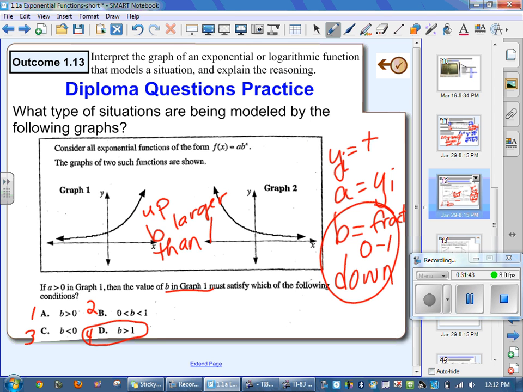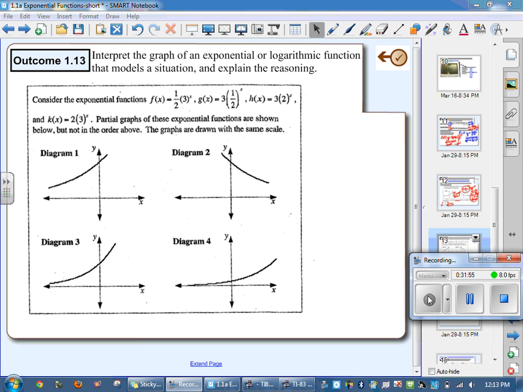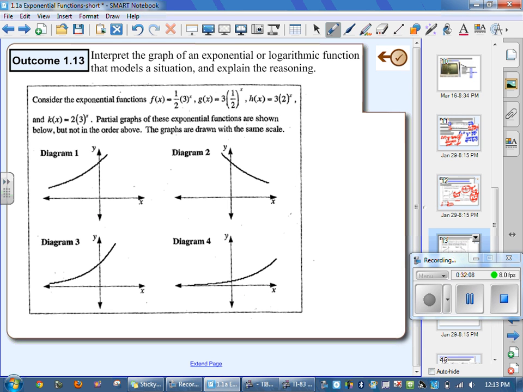Now our next question is a diploma question again, and it's matching equations to their graphs. Again, we can match them according to the y-intercepts. So we look at our y-intercepts. First, this guy has a 0.5 y-intercept. This one has a 3, this one has a 3, and this guy has a 2. So the highest y-intercepts are 3s. So the highest y-intercepts are diagram 1 and 2. So I know diagram 1 and 2 have to be gx or hx. But how do I decide who is who between diagram 1 and 2? I decide by looking at the B value.